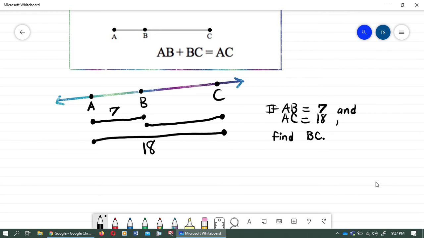And again, guys, if you were going to do that, I am going to show you different examples as well, using the segment addition postulate.